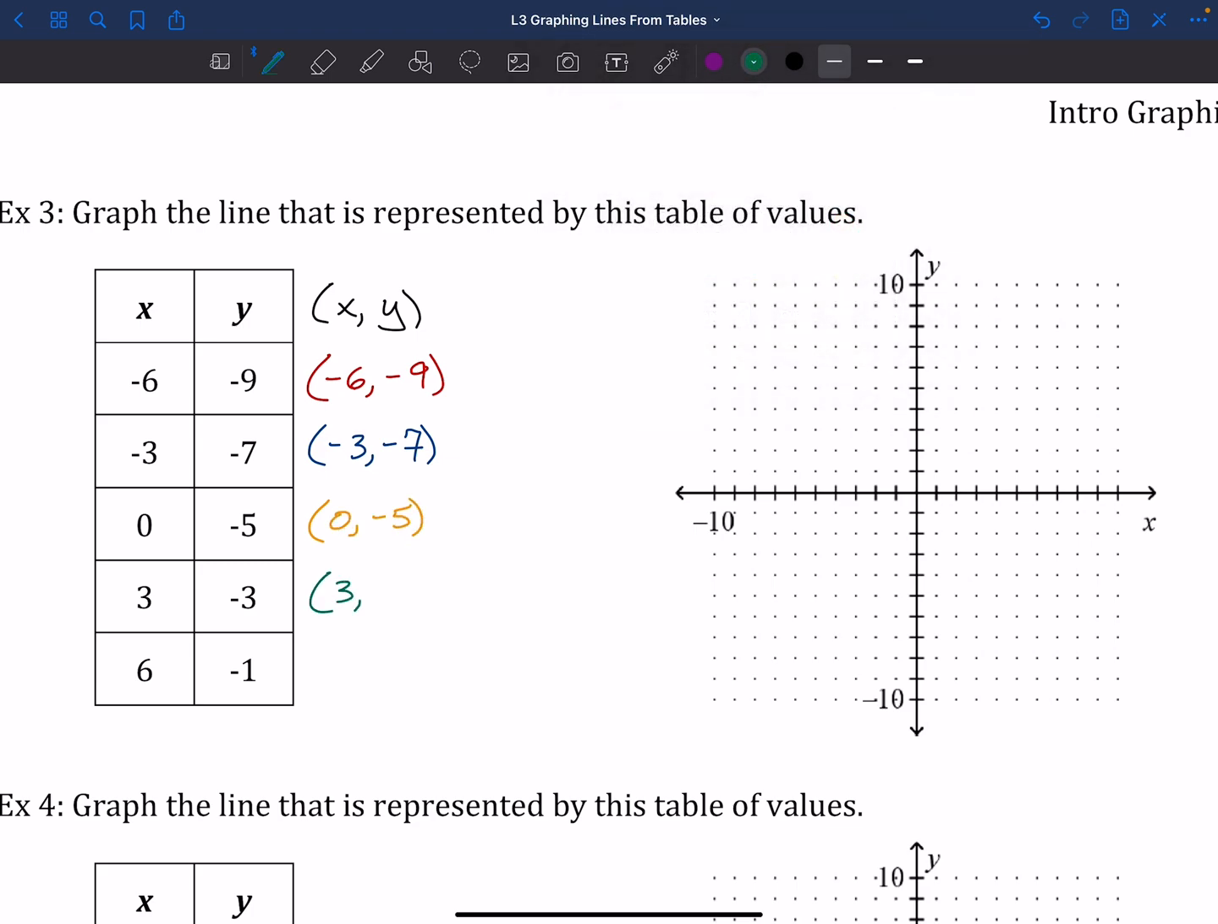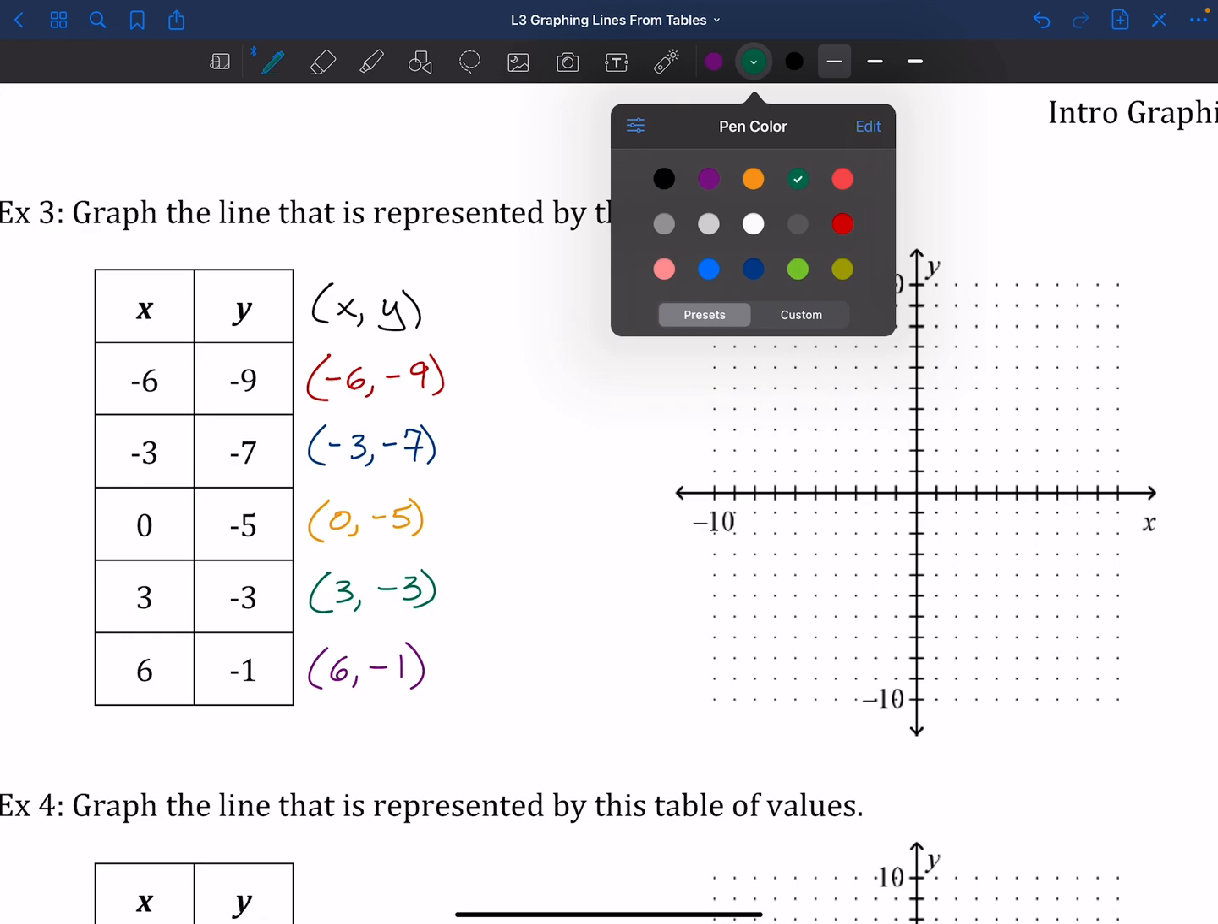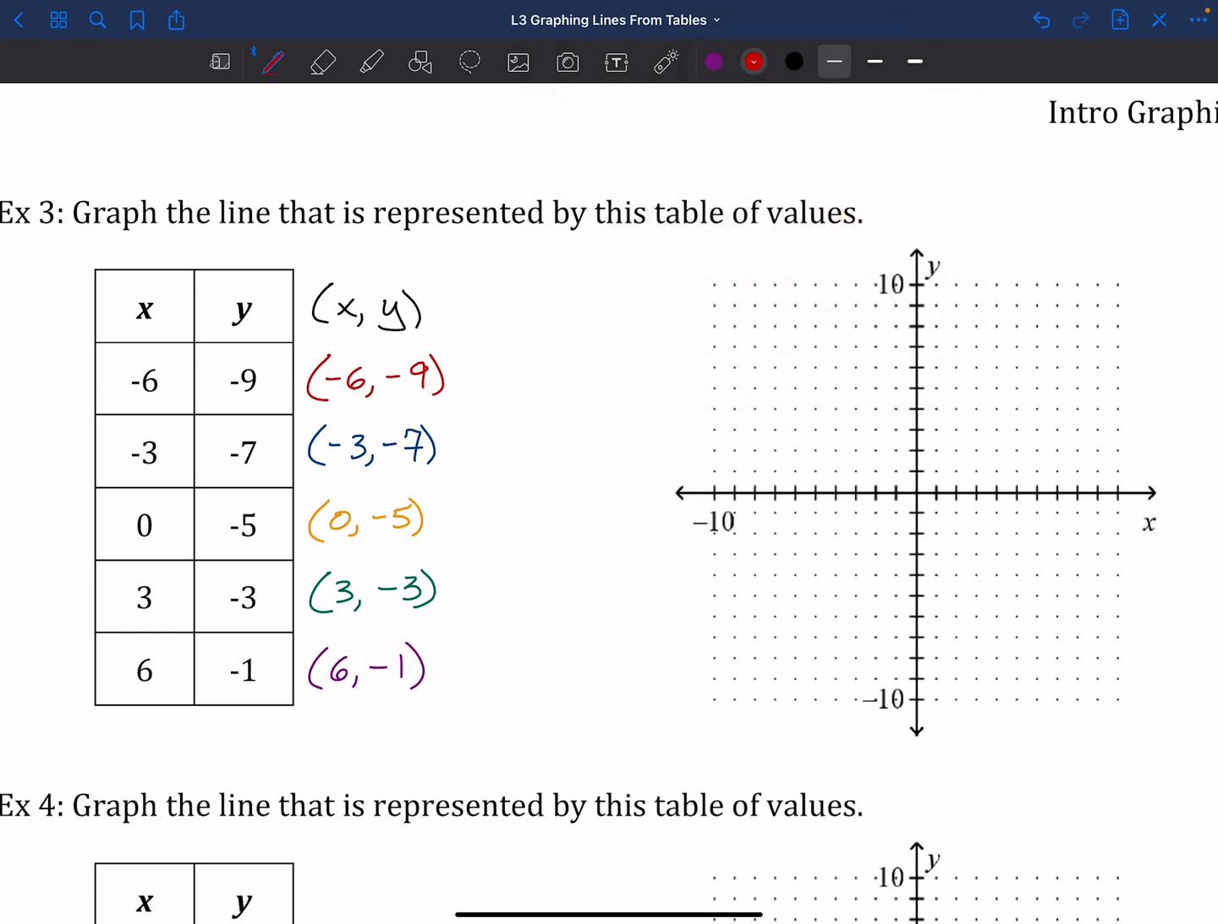All I'm doing is I'm turning all of these bits of information into points, so that's a little bit easier to put on the graph all together. So I'm going to start at -6, -9. All right, so that'll wind us up right down there to start off. After that, -3, -7, which will be right over there.